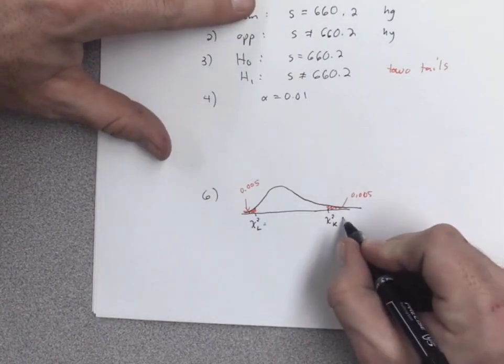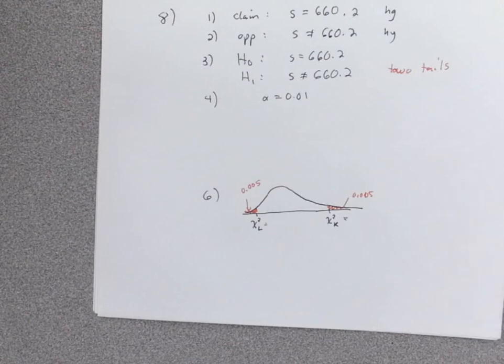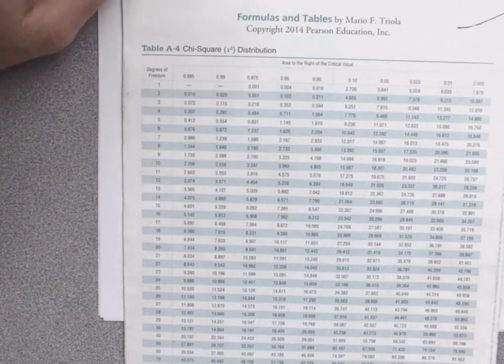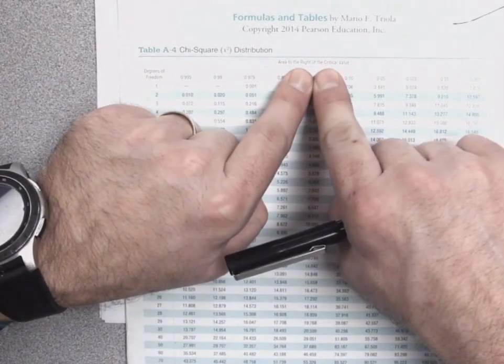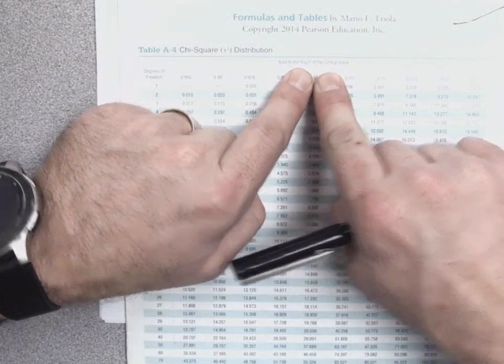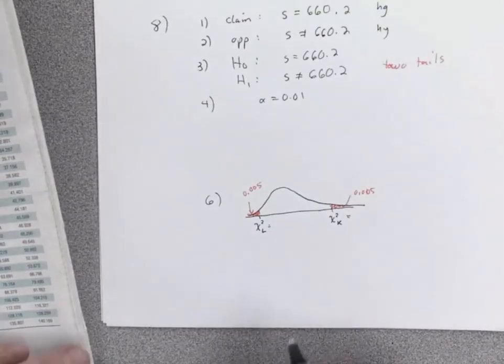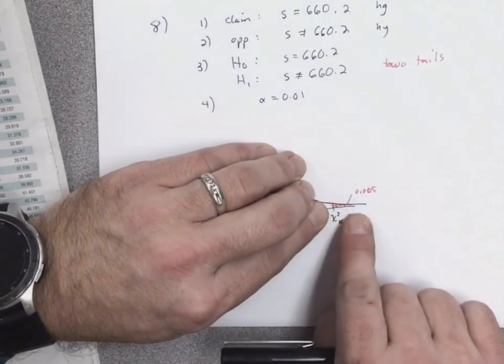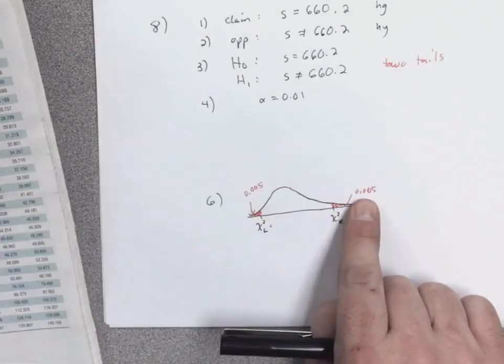So what's this equal to? What's this equal to? So what we're going to do is go to our chi-squared table, which is right here. And when we read the chi-squared table, remember this says area to the right of the critical value. That's how this is found. So area to the right. Okay, let's just find this one. This one's easy. Area to the right of that number is 0.05.